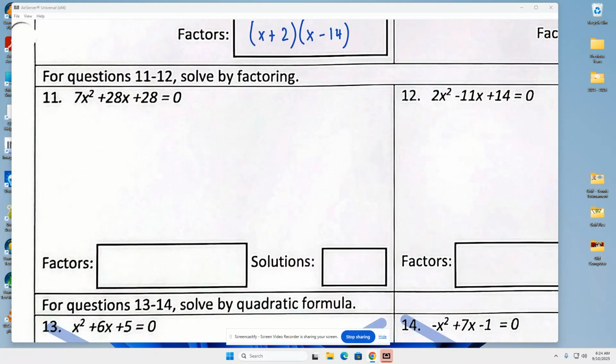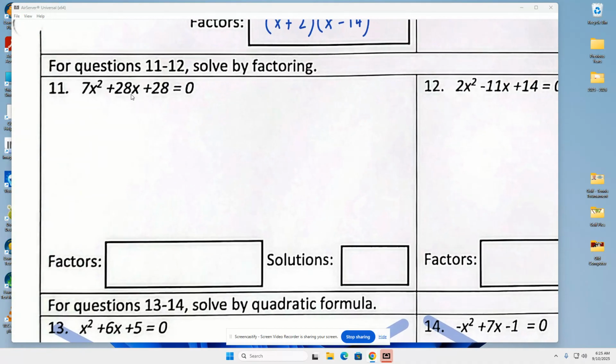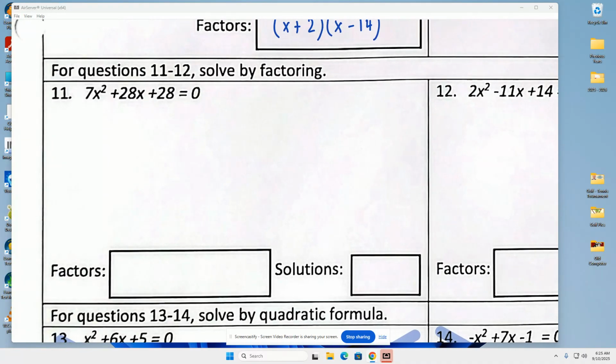Next, solve by factoring. So now we're going to factor it and solve it. So first, you see the equals 0, that's why. We still go through our same process. Is there a greatest common factor? I can pull out a 7, 28, and 28. For sure, I can pull out a 7. So let's pull out a 7. 7x squared divided by 7 is x squared, positive 28x divided by 7 is positive 4x, and positive 28 divided by 7 again is positive 4.